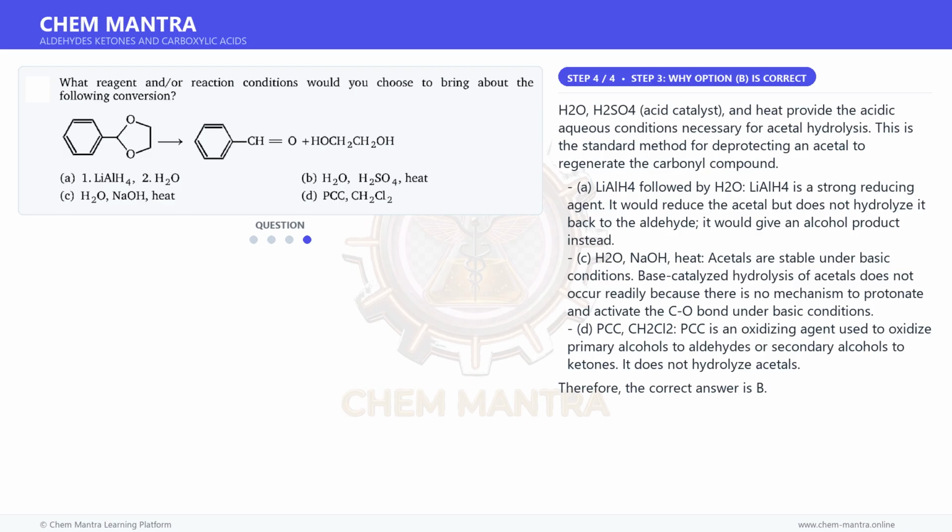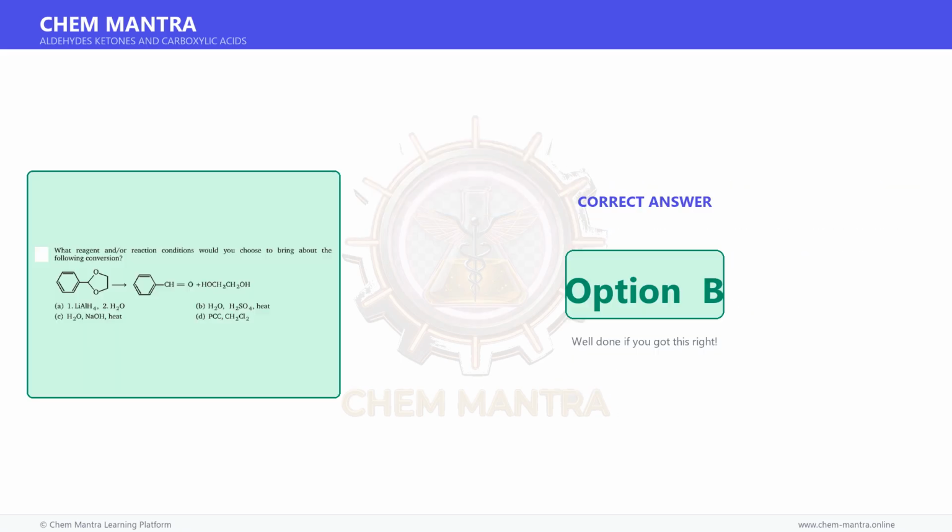D. PCC, CH2Cl2. PCC is an oxidizing agent used to oxidize primary alcohols to aldehydes or secondary alcohols to ketones. It does not hydrolyze acetals. Therefore, the correct answer is option B.